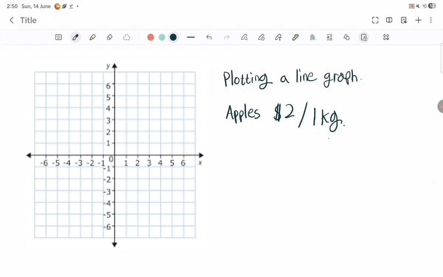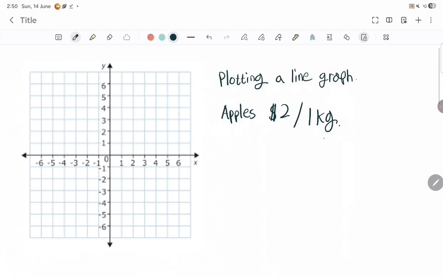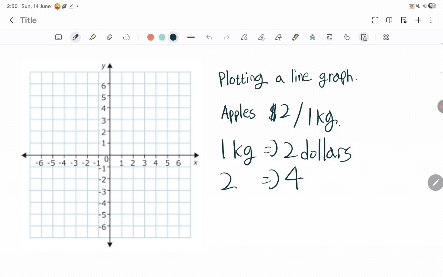So this could be a function, and we are gonna plot this line graph on this Cartesian plane. Let's think about this one here. 1 kilo, $2, 2 kilo, $4, go on and on and on. So we are gonna think of this x as the weight in kilograms, and y will be the cost of apples.